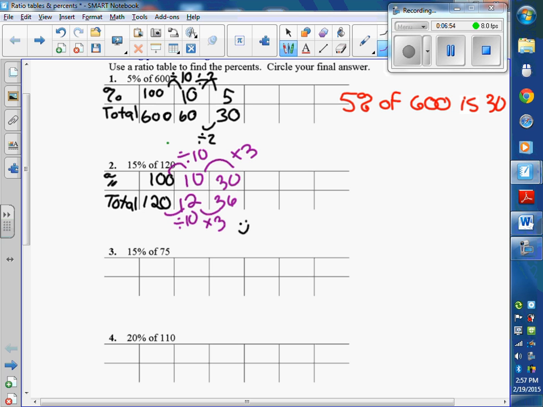So stop for a minute. That's a great idea. Look what he did. He went all the way to 30 because he's going to do what next? Divide by 2.